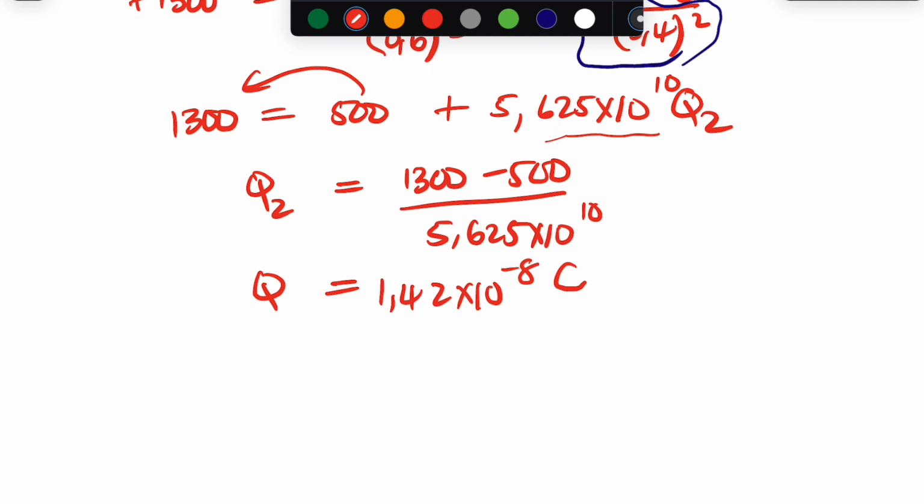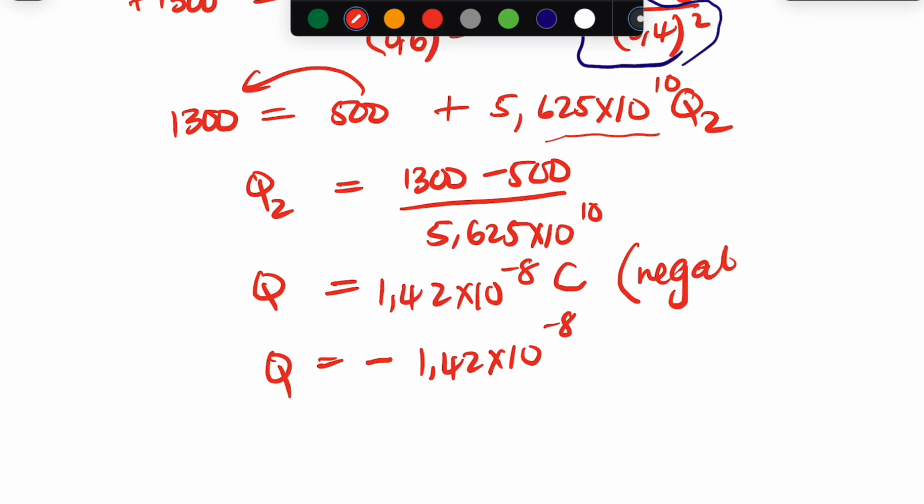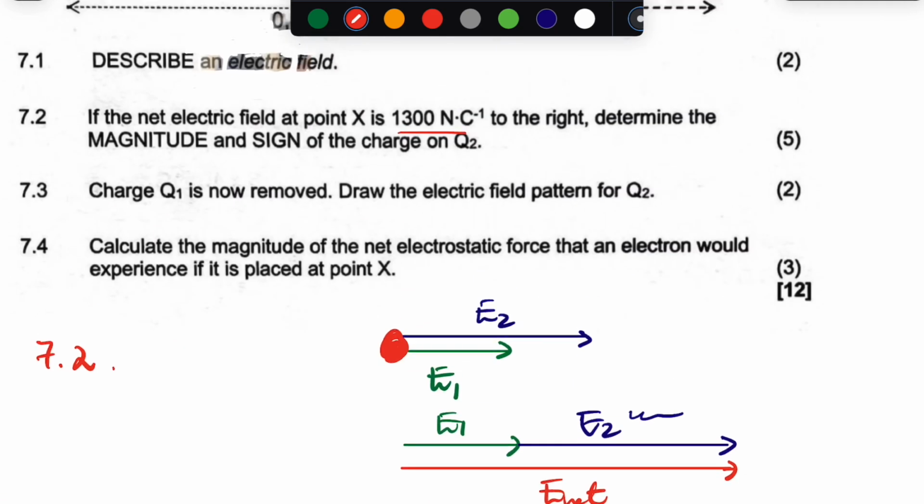And we were asked, what is this charge? Even though the answer is not negative, as I mentioned earlier, it's negative, right? It's negative 1.42 times 10 to the power negative 8, or I can just say negative. Yeah, it's negatively charged. Right, let's go to the next question.